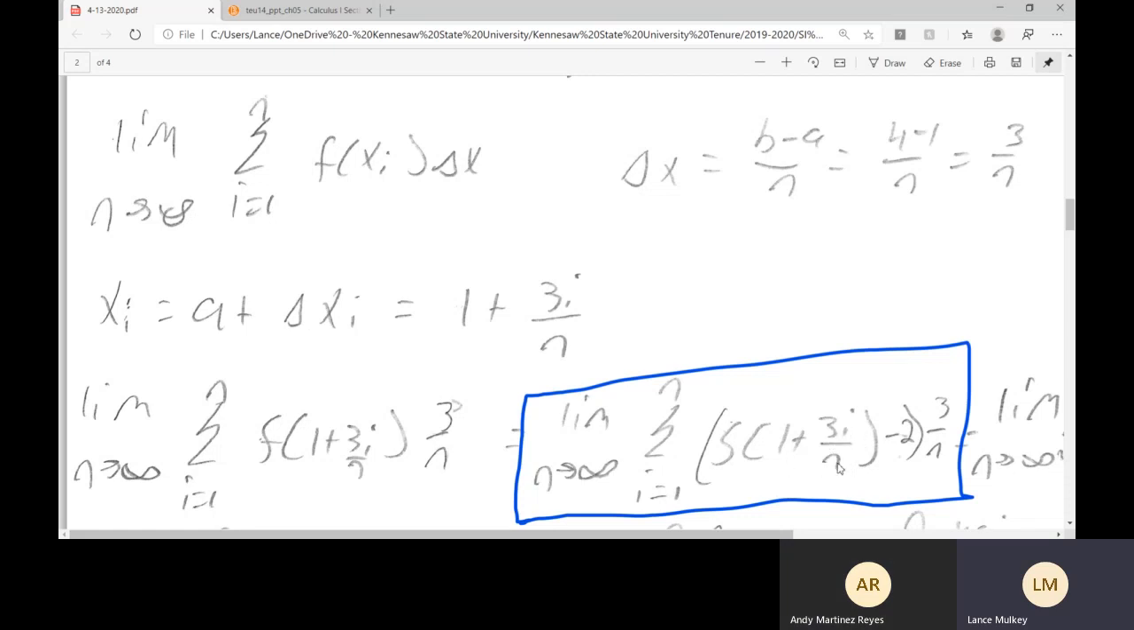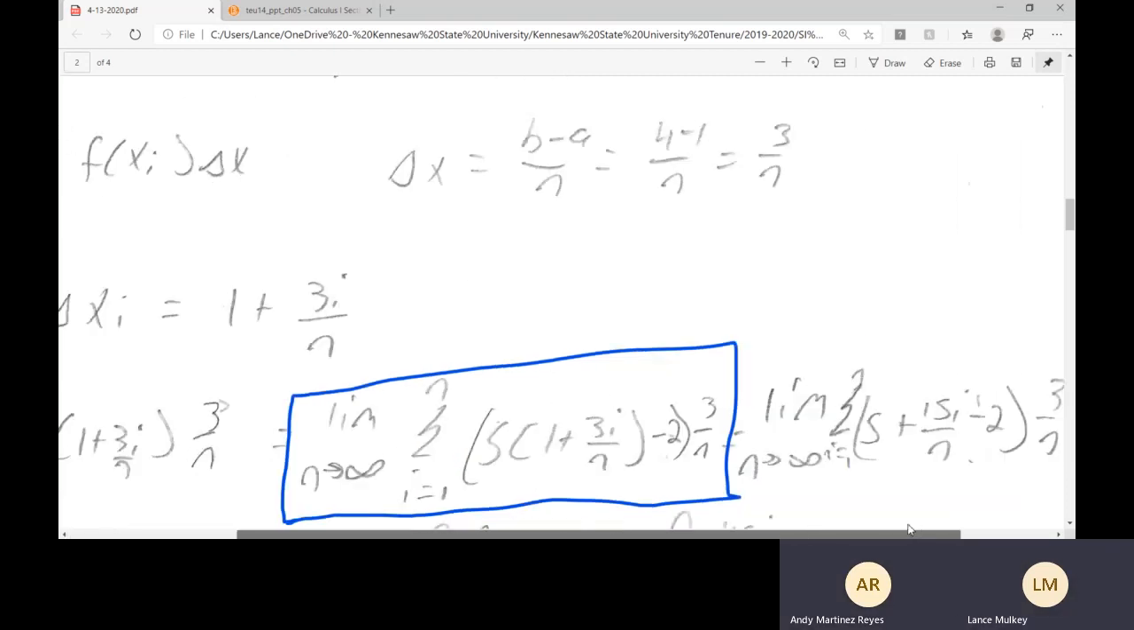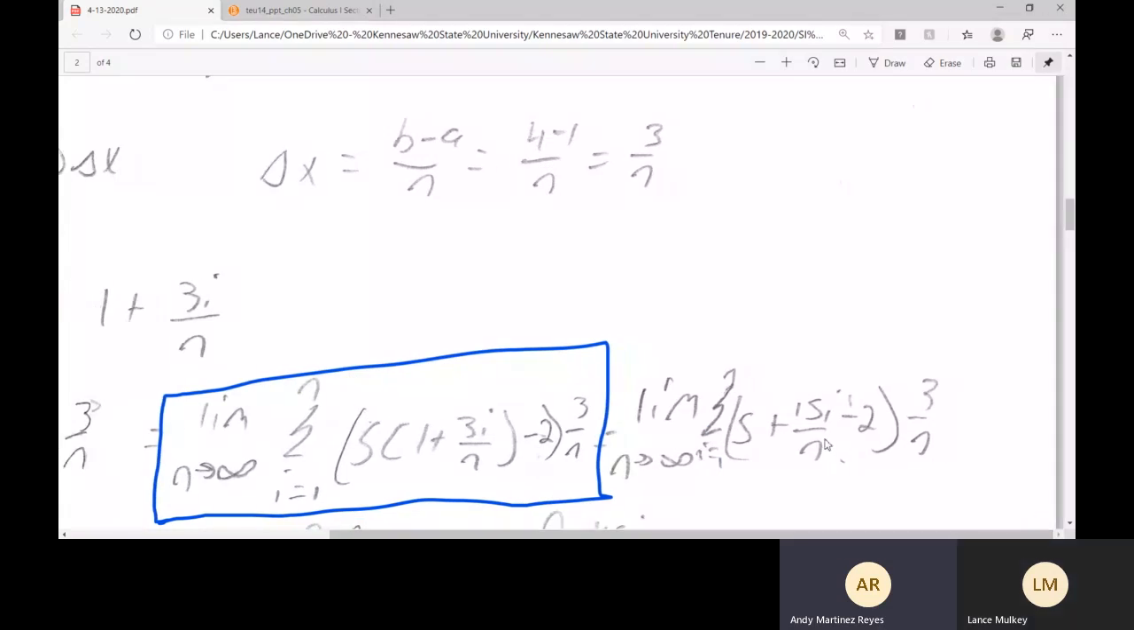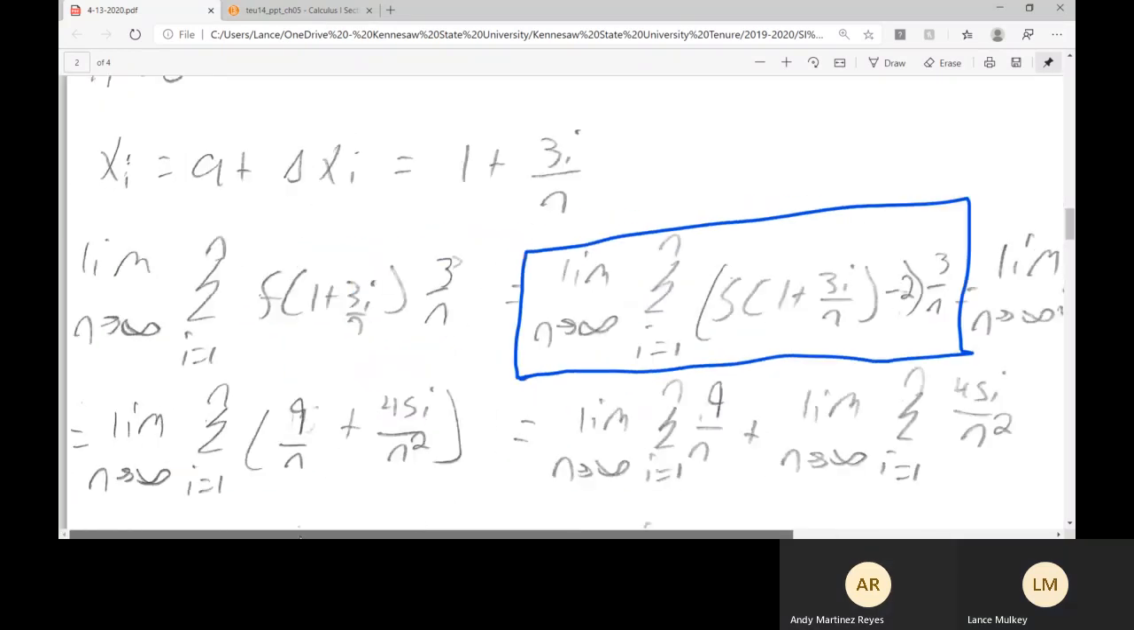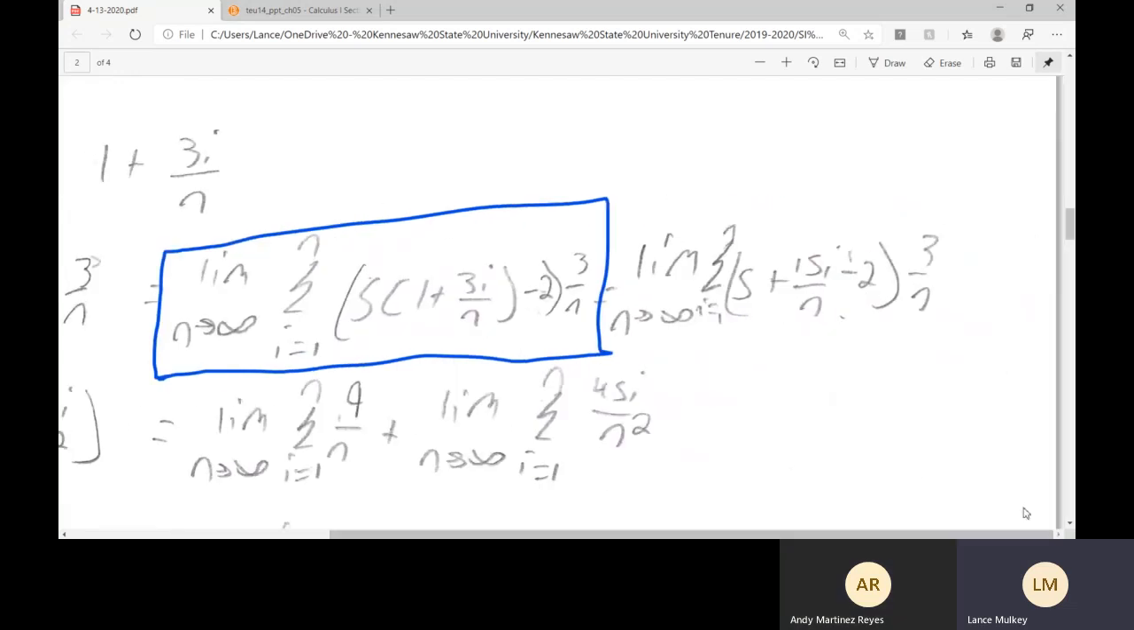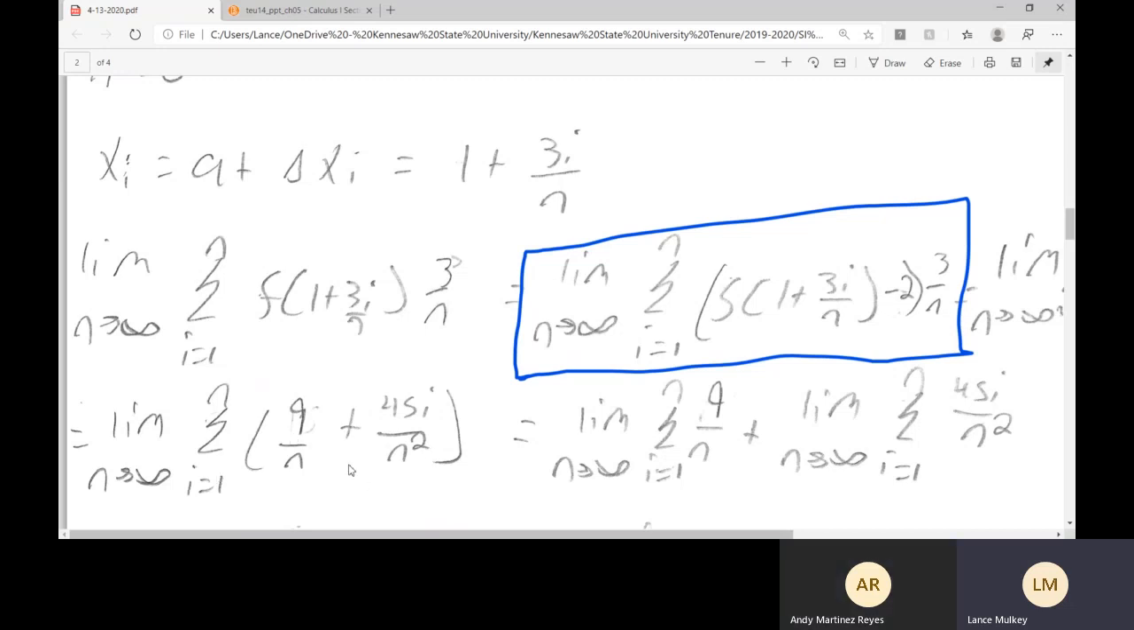So you get 5 plus 15i over n minus 2, times 3 over n. So you simplify it, and you can cancel out these two, and you get a 3 plus 15i over n. Wait, which one's cancelled out? When you add these two, you get 3. Oh, yeah. And so when you do that, you get 9 over n plus 45i over n squared.